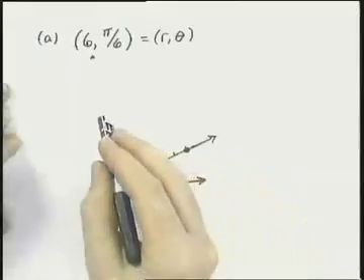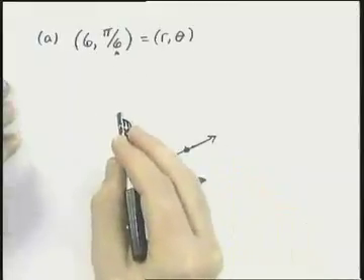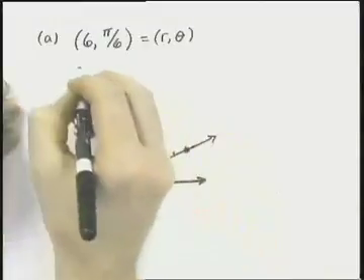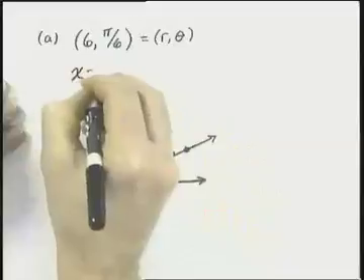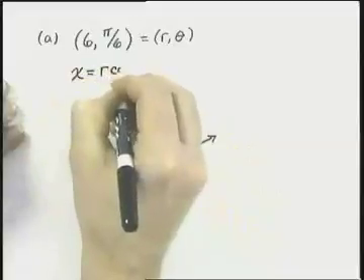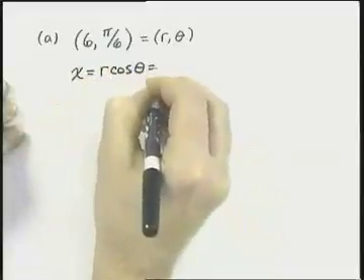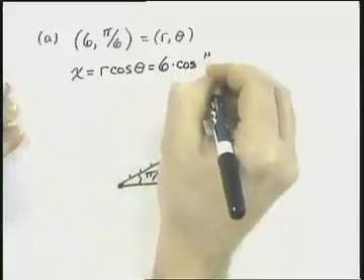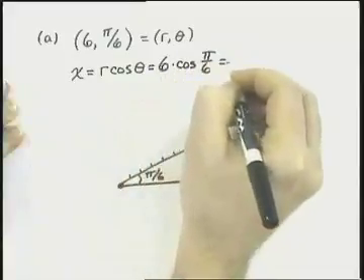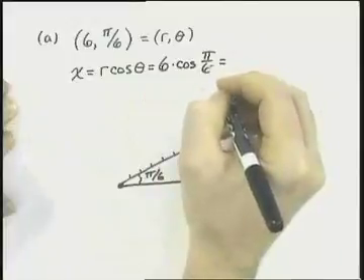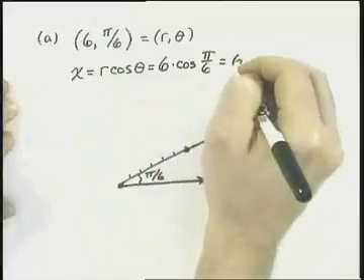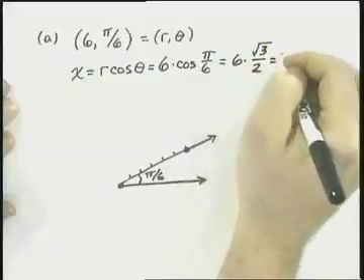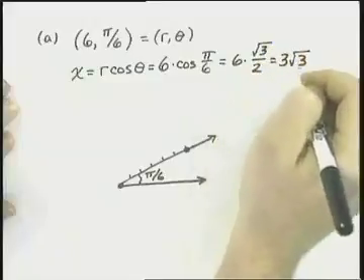We're going to convert this polar coordinate into rectangular or Cartesian coordinates. Remember, the x-coordinate is r cosine of theta. So that's going to be 6 times the cosine of pi over 6. You should recall that the cosine of pi over 6 is the square root of 3 over 2. So I get 6 times the square root of 3 over 2, which is 3 root 3.